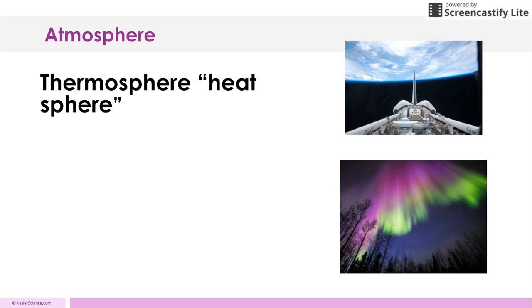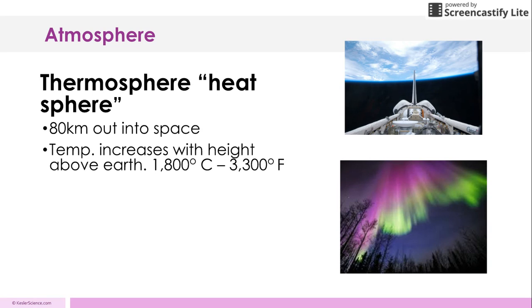The thermosphere is the heat sphere. Make sure we're writing the heat sphere. It's 80 kilometers out into space. Make sure we're writing all of that, 80 kilometers out into space, in that first blank. The temperature increases, so it's increasing with height above Earth. Usually it's 1,800 degrees Celsius to 3,300 degrees Celsius.